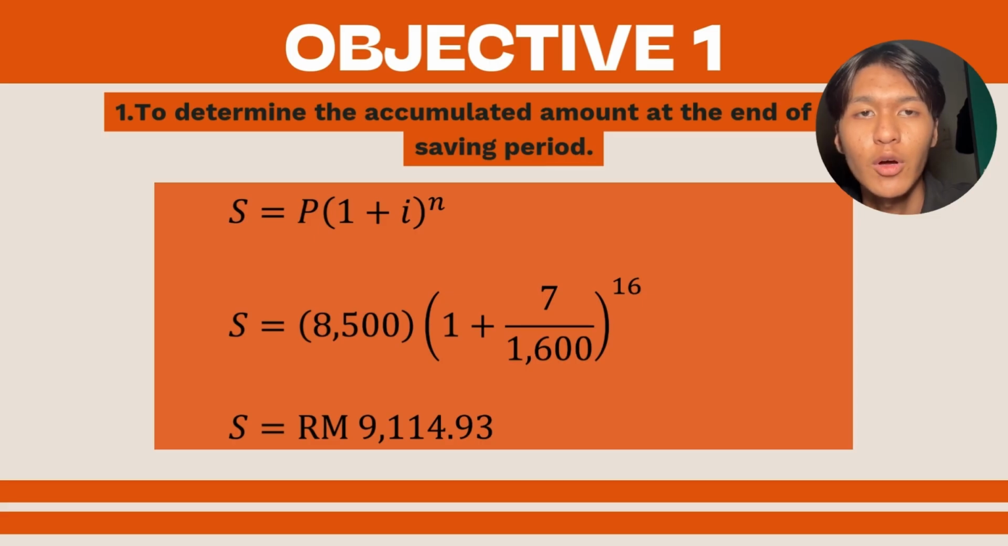To determine the accumulated amount at the end of Farah's saving period, the formula we will use is S equals to P times 1 plus I to the power of N. Next, we will substitute the formula with the numbers, which is S equals to 8,500 times 1 plus 7 over 1,600 to the power of 16. That will give us the answer of our S or future value, which is 9,114 ringgit and 93 cents.